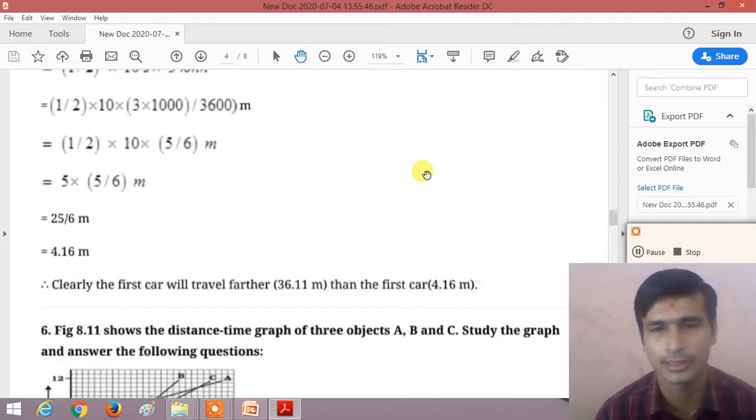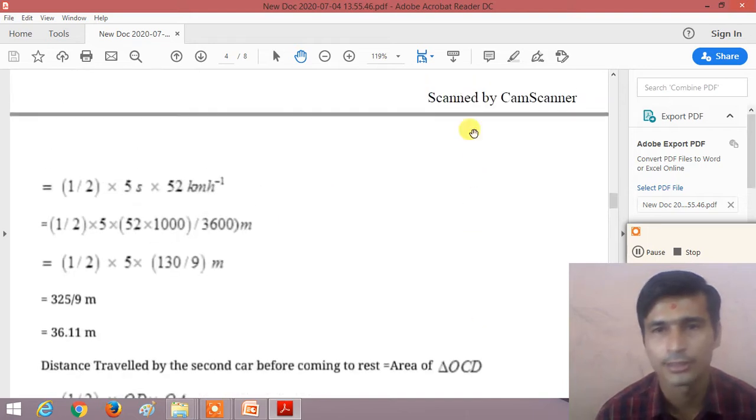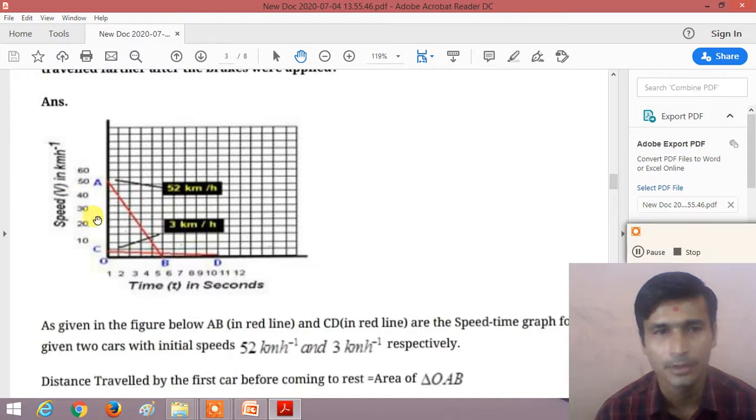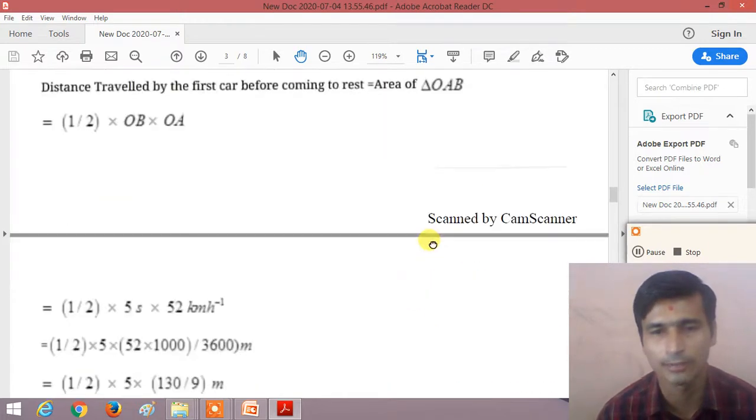Understand this example? How we calculate? Let me revise once again. How can we plot a speed time graph? First draw a speed time graph, and from this graph we can calculate the distance traveled by both the cars with the area of triangle, right? For the distance traveled by the first car we calculate the area of triangle OAB, and for the distance traveled by the second car we calculate the area of triangle OCD, right? Understand this example?